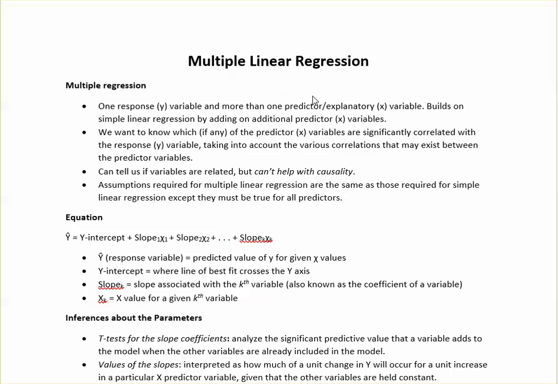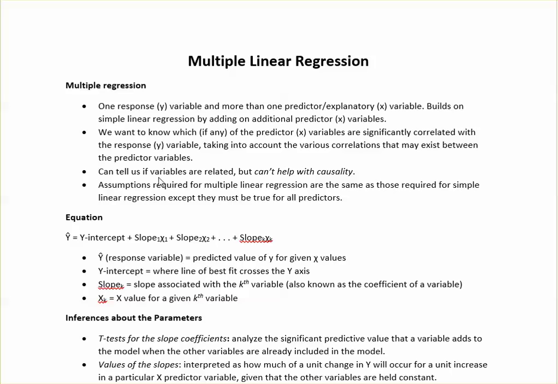So multiple linear regression is one response or y variable and more than one predictor or explanatory variable. It just builds on the simple linear regression that we've done by adding additional predictor or x variables. What we want to know is if any of the predictor x variables are significantly correlated with the response variable, but this is the big part, taking into account the various correlations that may exist between the predictor variables. So it's not just doing a bunch of simple linear regressions, it really does take into account the different correlations that may exist between everything.